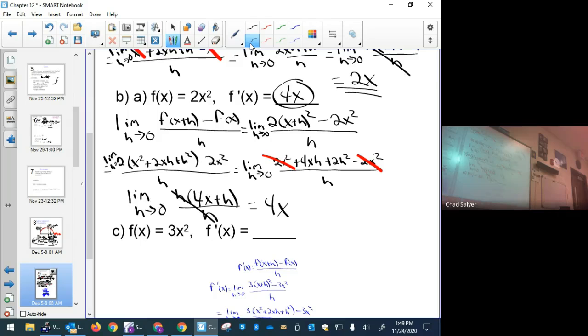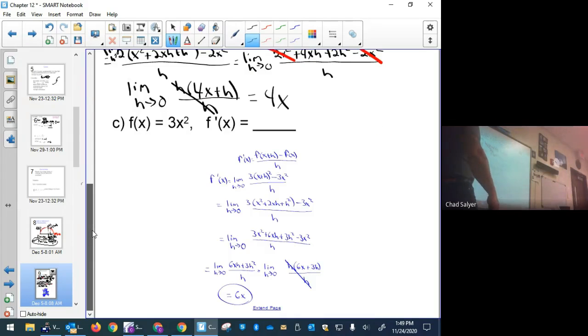So 4x is the slope of that function at any point. So 2 times x squared, if I plug in 6, the slope is 24. If I plug in -8, the slope is -32. Exactly, for every point on the graph now. And I did another one down here. These are kind of tedious notation-wise. You guys have any questions about that?